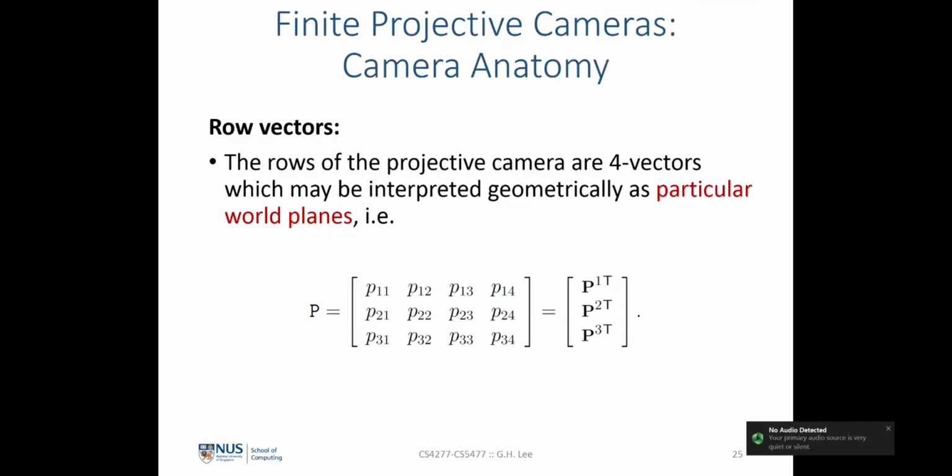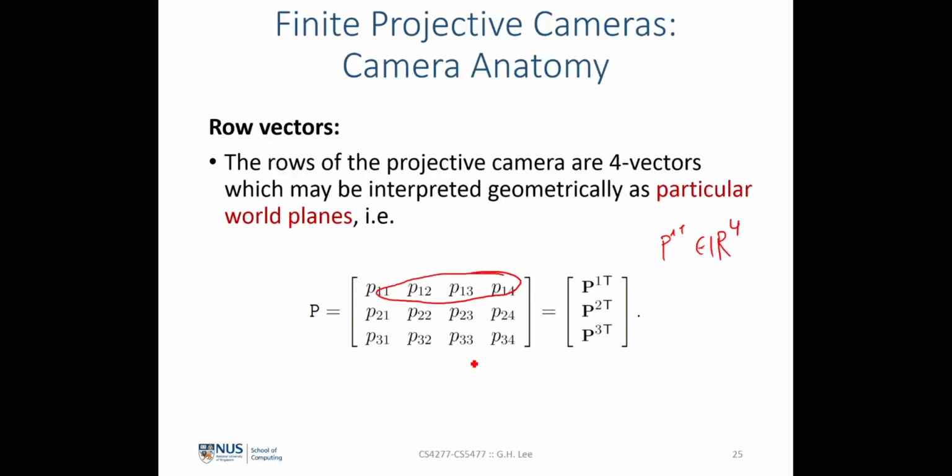Now let's look at the row vectors of the camera projection matrix, and we'll see that the row vectors actually correspond to a particular world plane in the 3D coordinate frame. So let's denote P1 transpose, P2 transpose, and P3 transpose as the respective rows. Pi transpose here is actually a 4 by 1 vector that consists of the 4 entries of each respective row in the camera projection matrix.